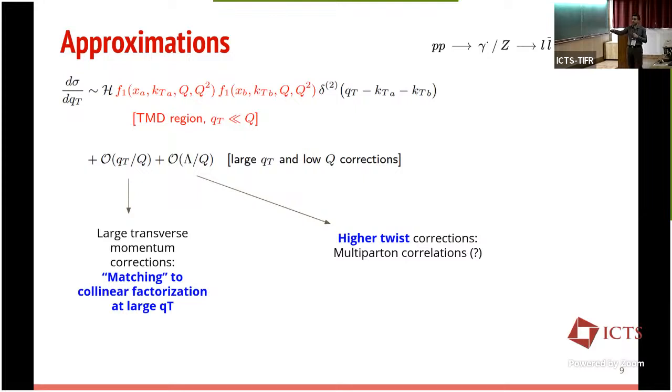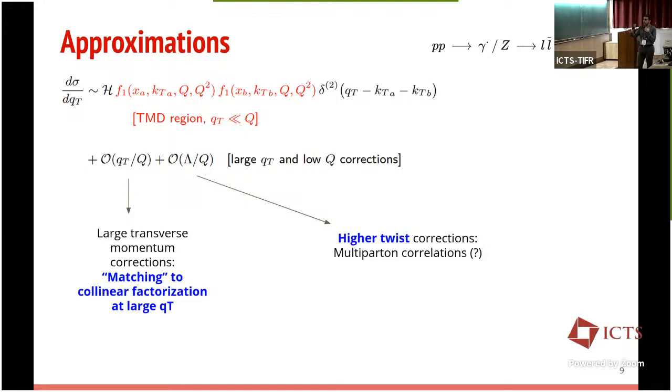In a sense, if you want to keep this under control, you have to learn how to match your calculation from the low q_T region to the high q_T region. This is the so-called matching; you need matching prescriptions to transition from the low q_T region to the large q_T region. And here there is quite a lot of work going on.